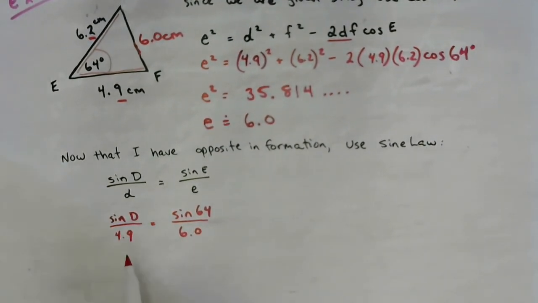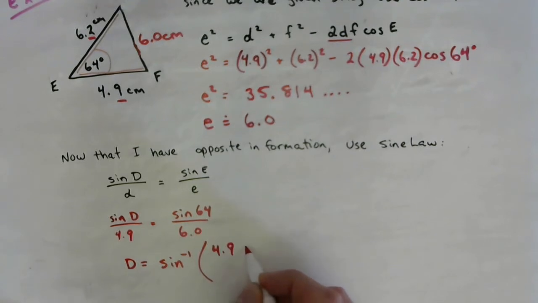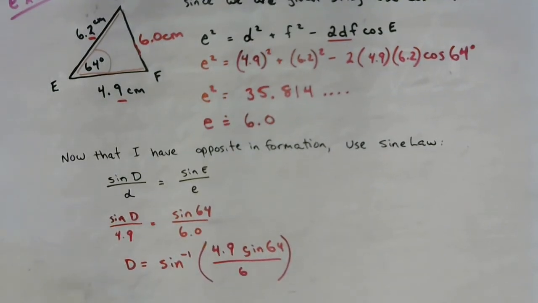I'm going to multiply both sides by 4.9. Then I'm going to take the inverse sine of both sides. So look at what it ends up looking like. I'm going to do 2 steps in one. D is going to be equal to the inverse sine of 4.9 times the sine of 64 over 6. Contained in here is multiplying both sides by 4.9, then taking the inverse sine of both sides.